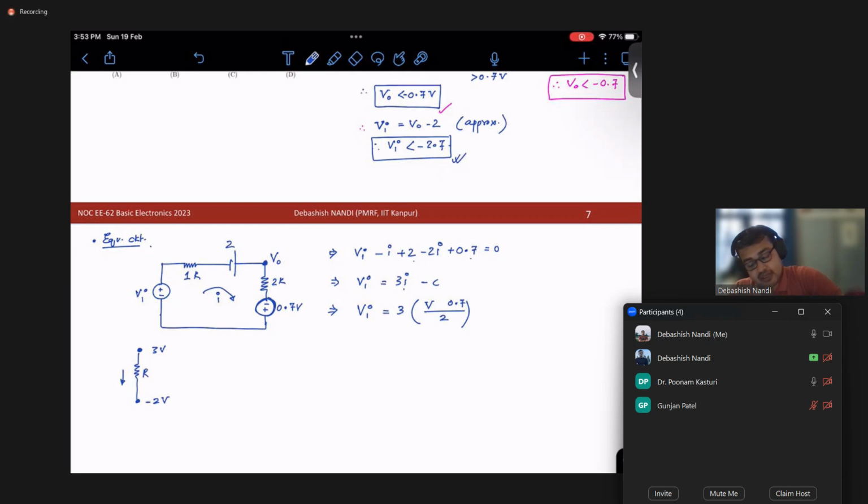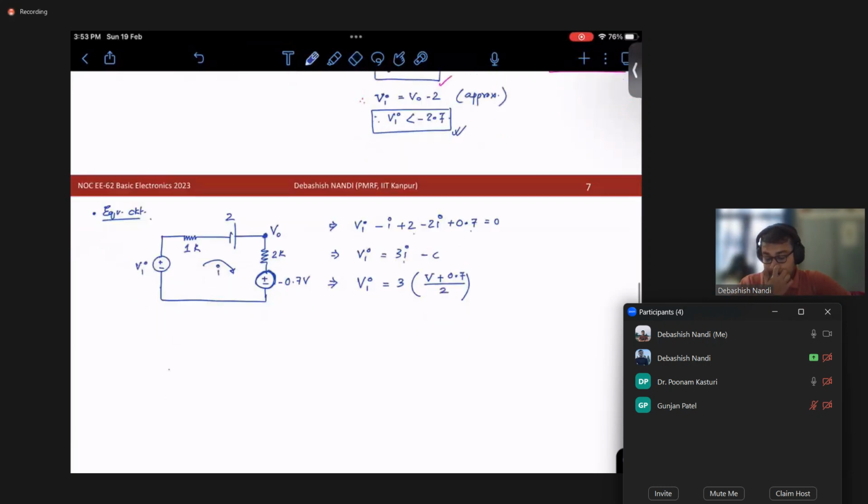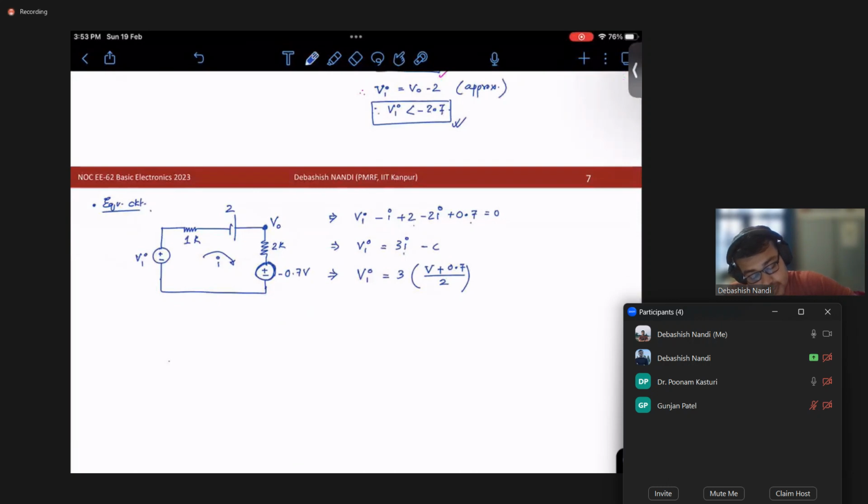This is nothing but a battery. I can simply write this as minus 0.7 volt. So minus minus becomes plus. So it is V naught plus 0.7 volt. So what is the slope here? You can easily see that your slope is 2 by 3. So this is your constant.